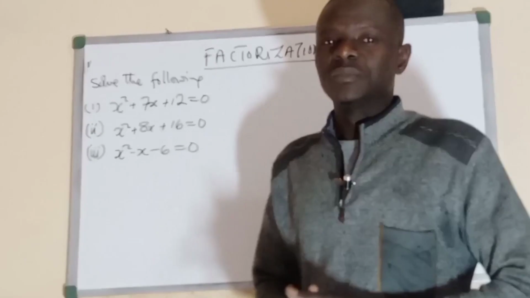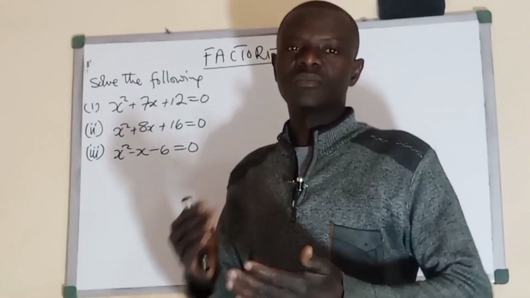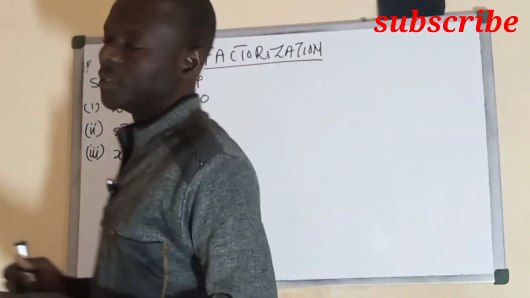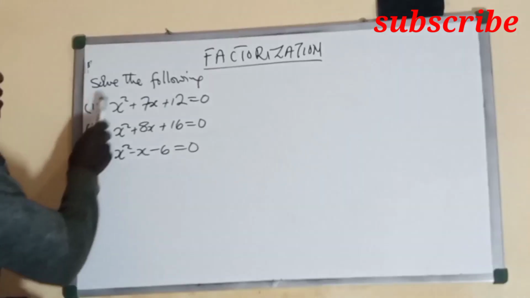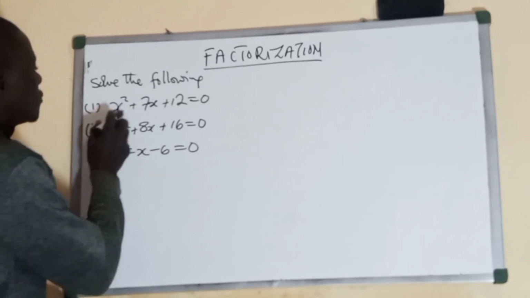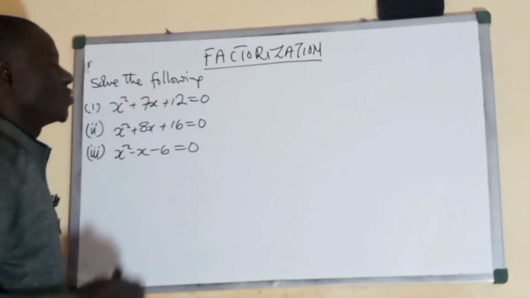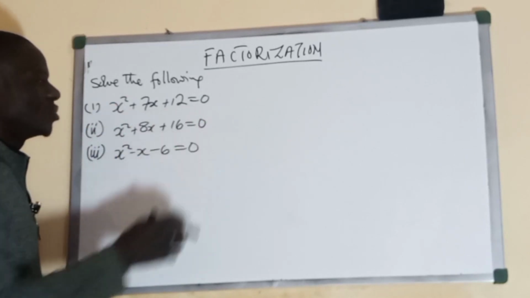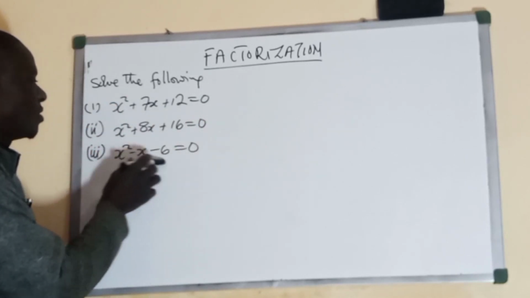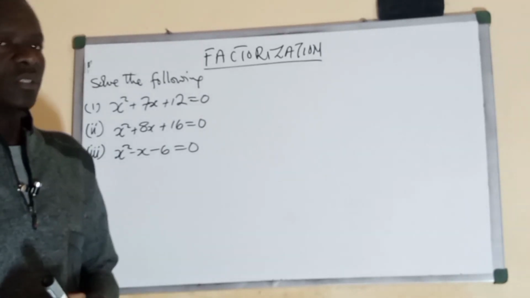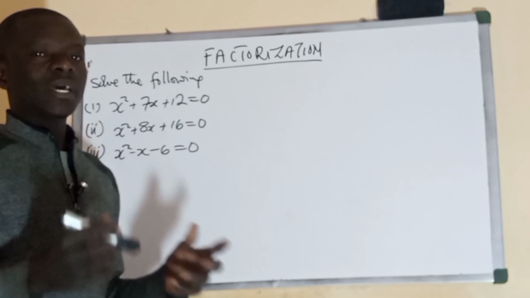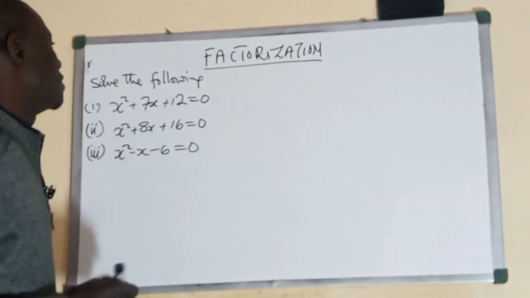Today we are going to see how we can factorize the quadratic equation. So we have the question given. They say solve the following: x squared plus 7x plus 12 is equal to 0, and x squared plus 8x plus 16 is equal to 0, and the last one, x squared minus x minus 6 is equal to 0. Now we are going to see how we can use a factorization method to solve this equation.